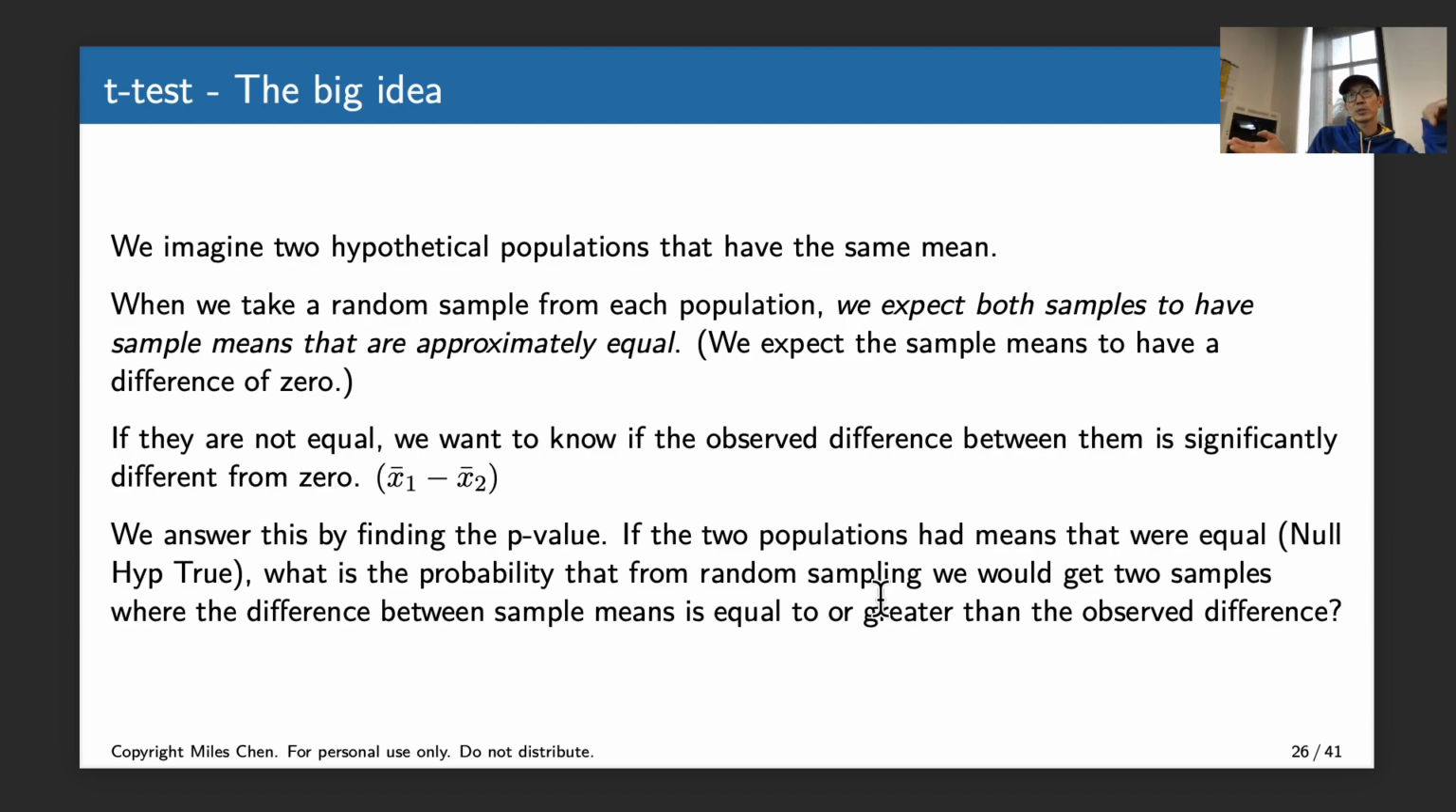And if the difference isn't equal to 0, is that difference significantly different from 0? That is what we want to know. We're going to do our calculations of the p-value. If the two populations had means that were equal, what's the probability that from random sampling alone we would get two random samples where the difference is whatever we observed or something bigger?